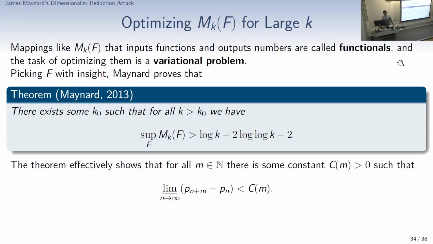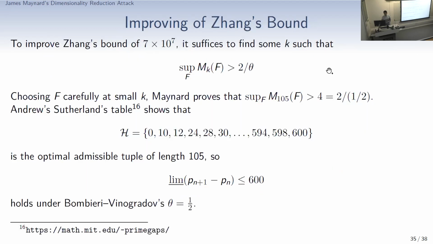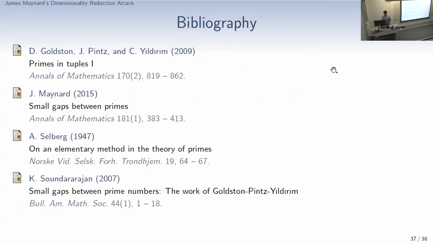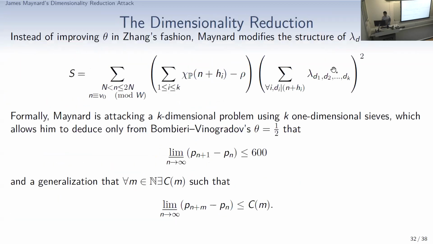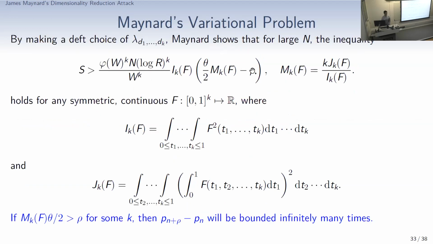And this indicates that when k goes to infinity, this quantity is going to be positive infinity. Why is it important? It is important because remember that we have the rho term here, and this rho term is also the same here. Like in the GPY sieve, when rho equals 1, we can have a bounded gap between two consecutive primes. And when rho is some larger number, then it is going to produce a bounded gap between rho plus 1 consecutive primes.